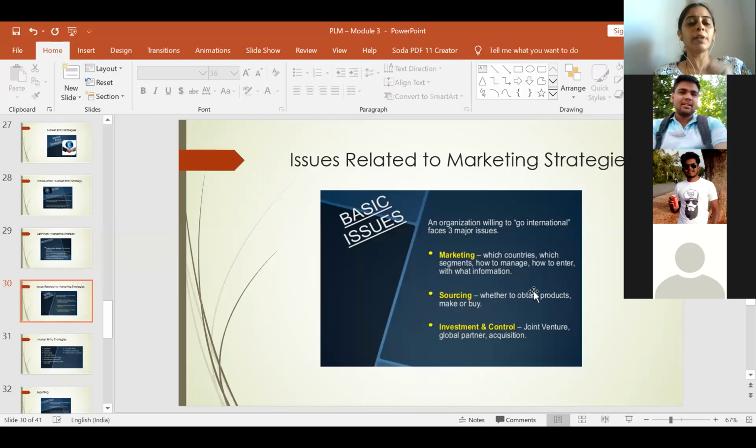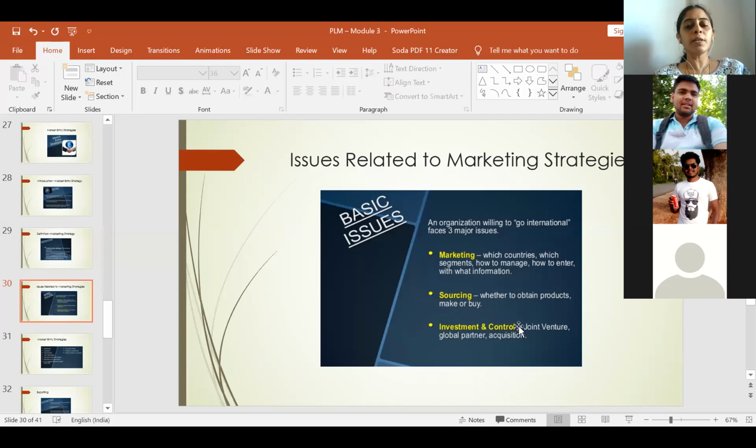Again, you have different strategies. Or else if you are buying a product, it has different strategies. So how do you manage the sourcing aspect when you consider other countries outside?